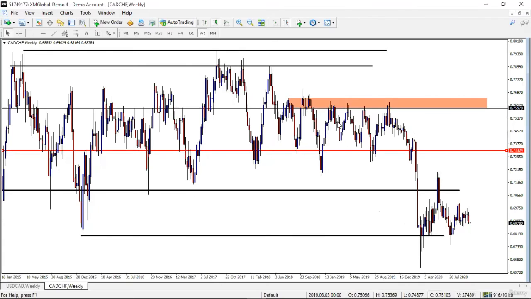This is what I'm talking about. As price is going up, we do not look for buying trades. This is where we expect a drop. And as it goes down, we do not look for selling trades. We look for buying trades because this is where we can expect a reaction or a rejection. We're looking for those chart patterns, reversal patterns.